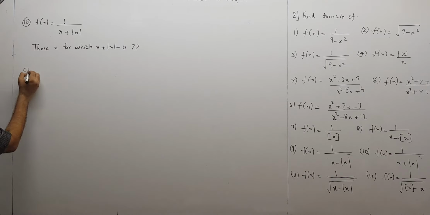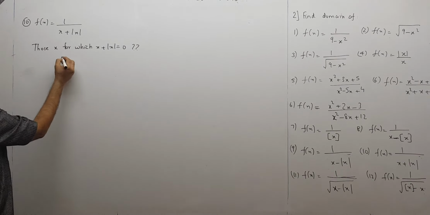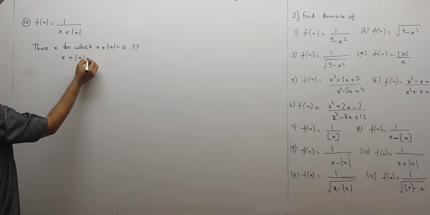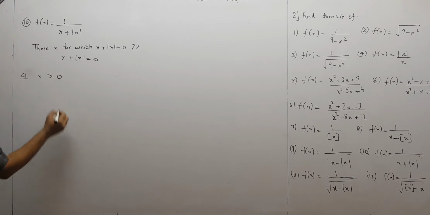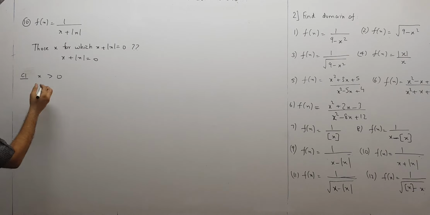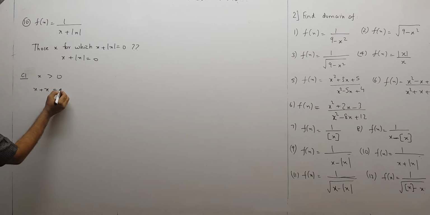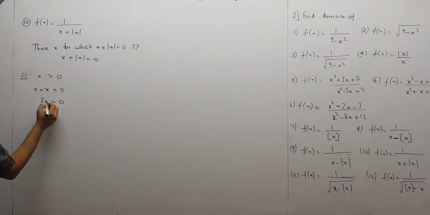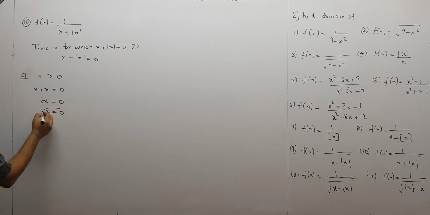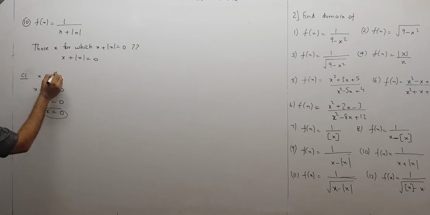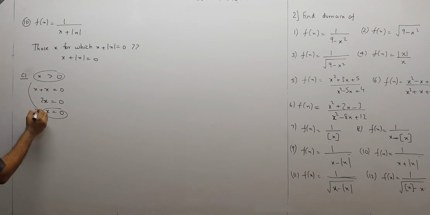So case 1, see, I want x plus mod x equal to 0. I want to look for x. Case 1, x is positive. At that time mod x will be x. So x plus x equal to 0. So 2x is 0. So x is 0. So this is my answer, conclusion, and this was my precondition. What is the intersection of these two conditions? Nothing. So I get no answer from here.